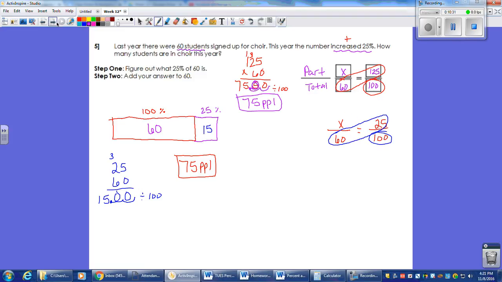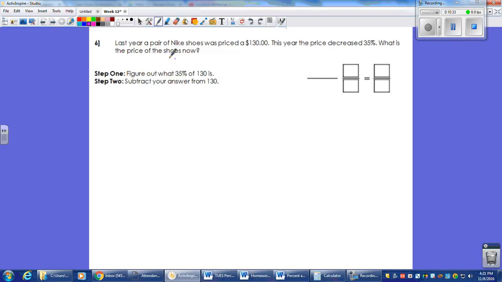So looking at this next one, it says last year a pair of Nike shoes was priced at $130. This year the price decreased 35%. What is the price of the shoes below? It doesn't say percent increase or decrease, so we know we're dealing with part over total. Once again, there's 2 ways we can do this. The word decrease means subtract. So you could do 100 minus the 35 to get 65% and deal with the 65, or you can subtract at the end.